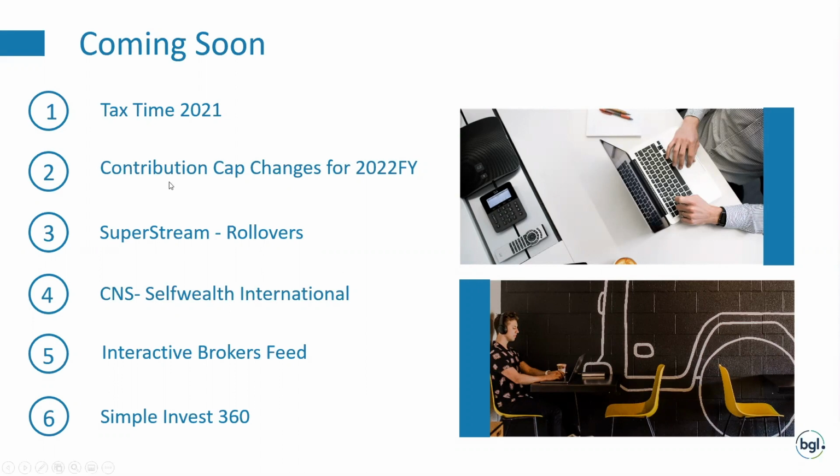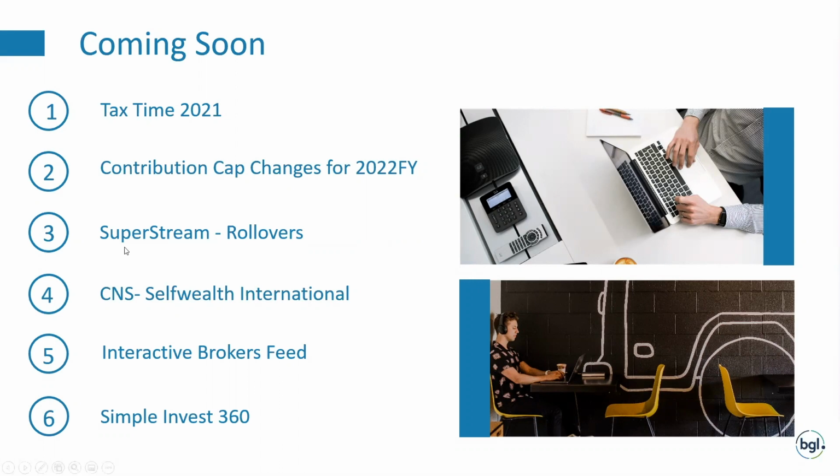The other changes is the contribution cap changes for the 22 financial year. So similar to the CPI hitting its thresholds, the average weekly ordinary time earnings, or the AWOTE, hit the threshold that required the cap changes to take place. So all those updates again apply as of 1 July. We're currently working on those to have those available to you sometime in June.